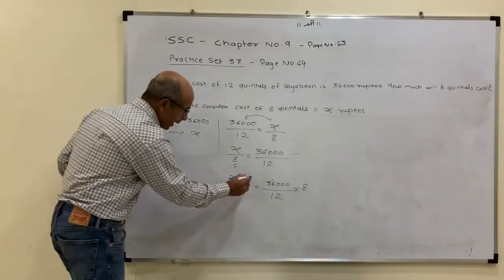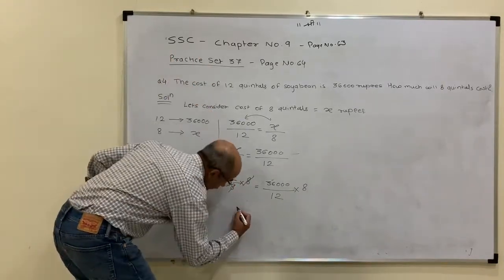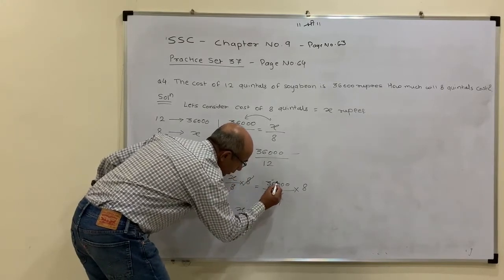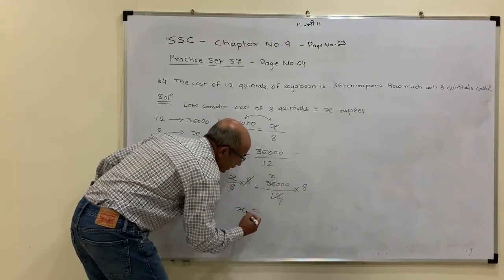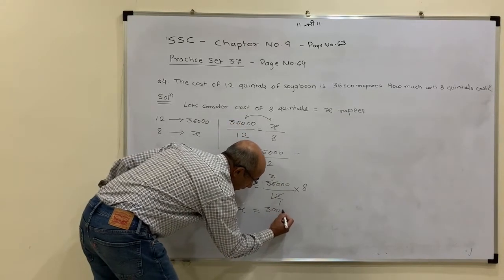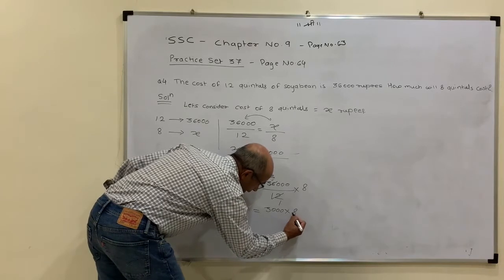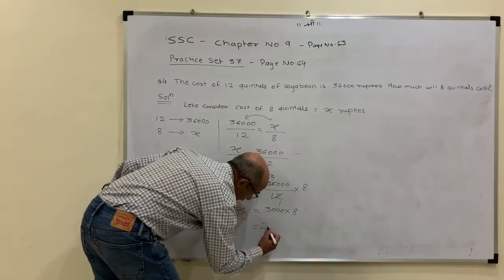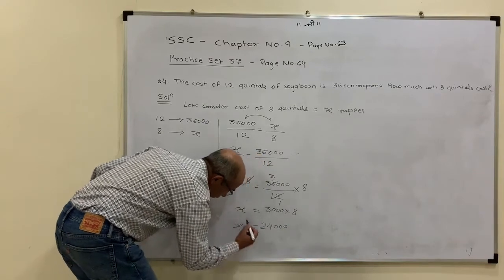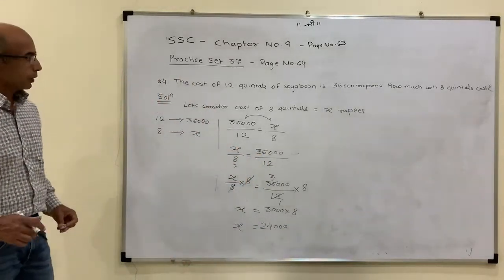So now the 8 and 8 are gone. So my value of x: 12 ones are 12, 12 threes are 36, so 3000, into 8. 8 threes are 24. So the value of x comes out to be 24,000.